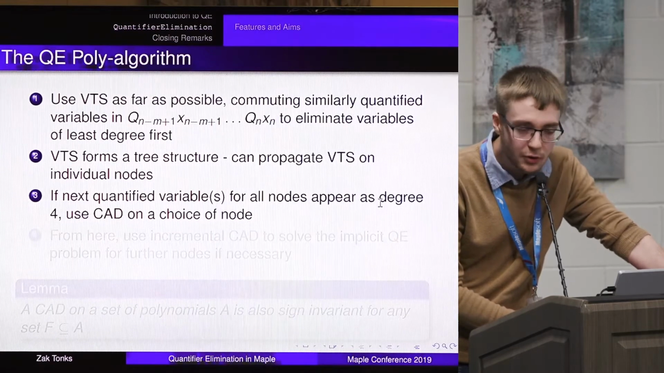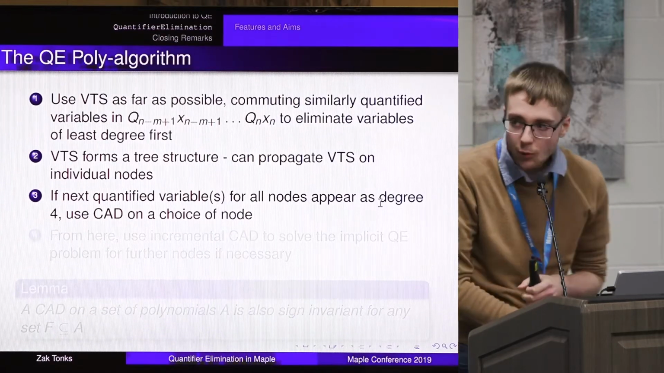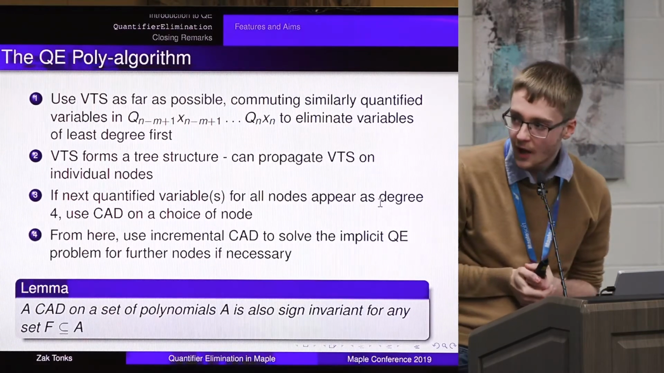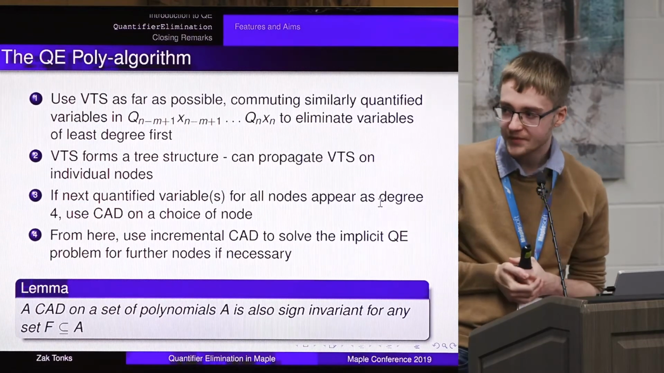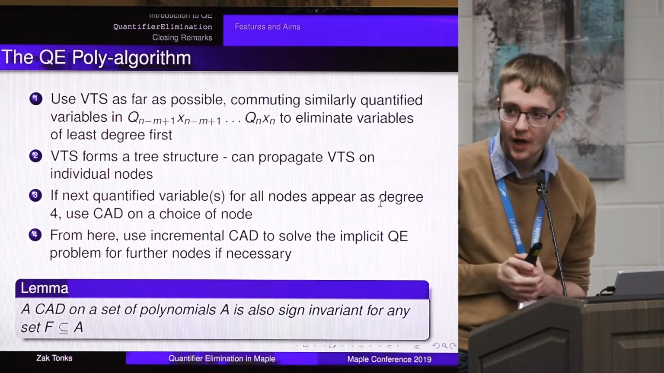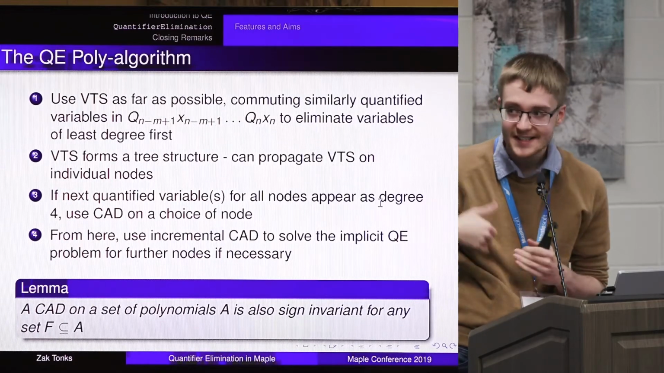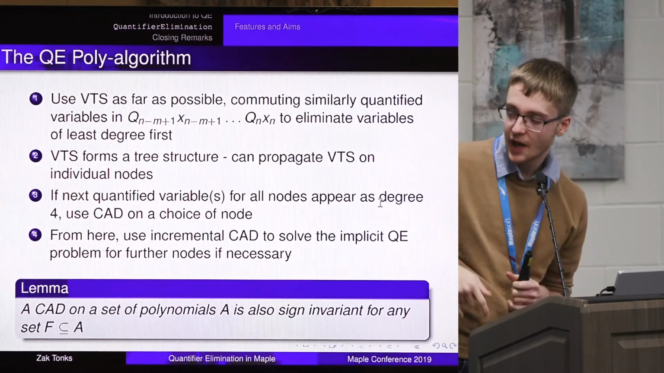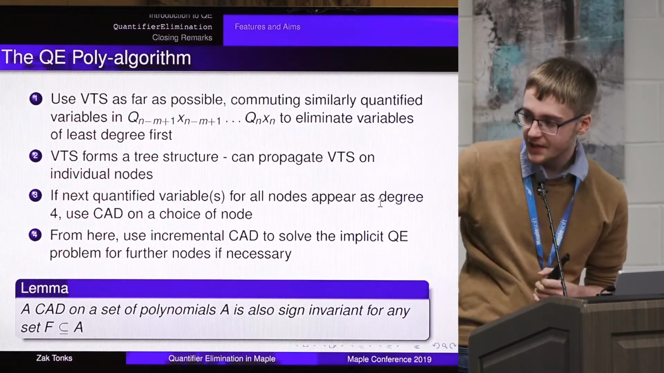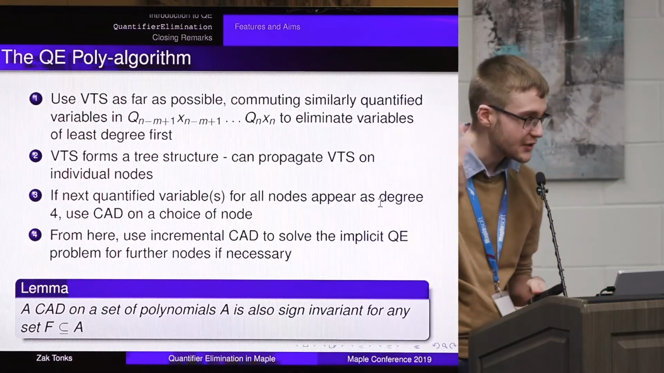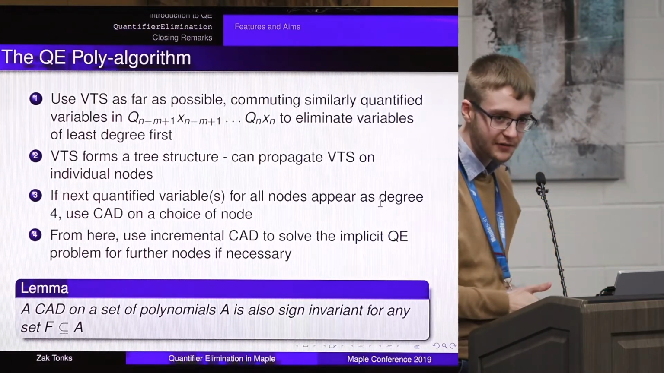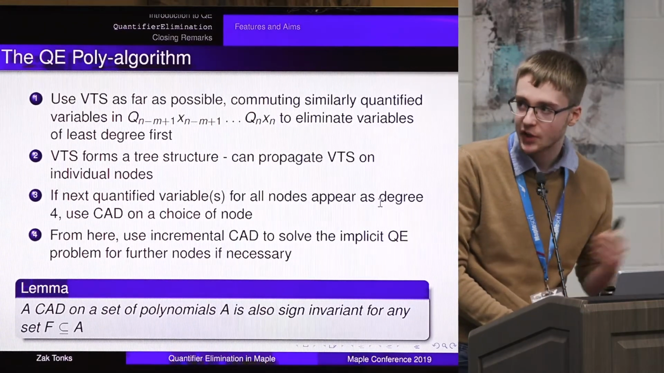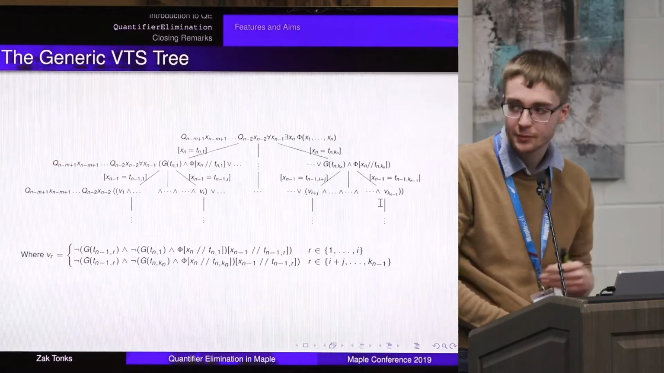So you use CAD on a choice node, but say that doesn't give you the answer immediately. Well, what you're going to do is you're going to use incremental CAD, and I'll explain what incremental means in a moment, to solve the implicit QE problems for further nodes if necessary. Right? So, okay, if your first CAD didn't work, then you can extend upon that CAD, build a master CAD, and basically the idea is that a CAD on one set of polynomials is sign invariant for the set you started with. So if you take a set, do a CAD for it, extend that set, still sign invariant for all those polynomials. So it solves both QE problems that you sort of wanted to put in.